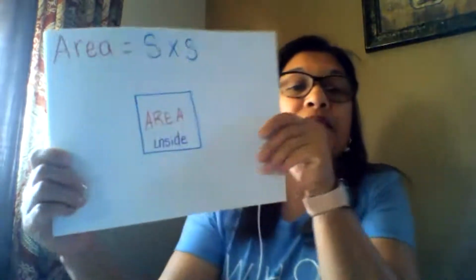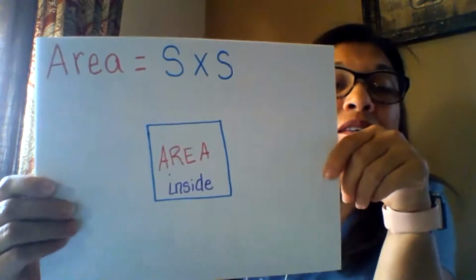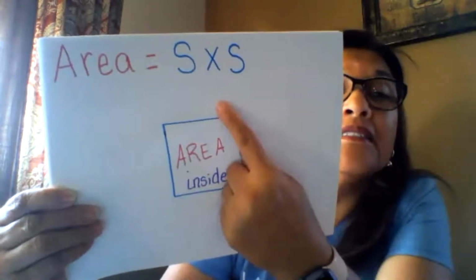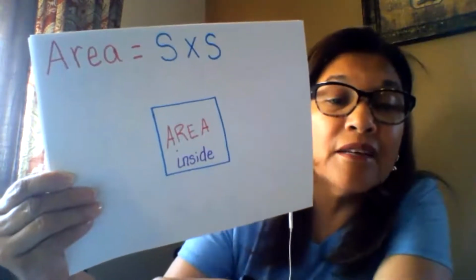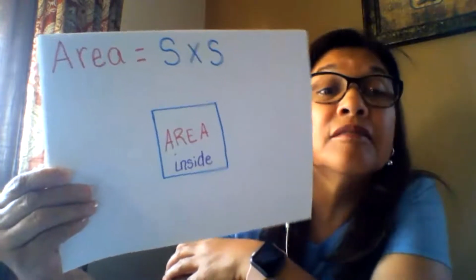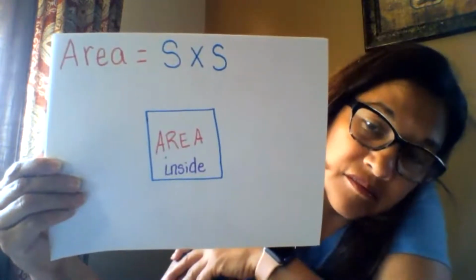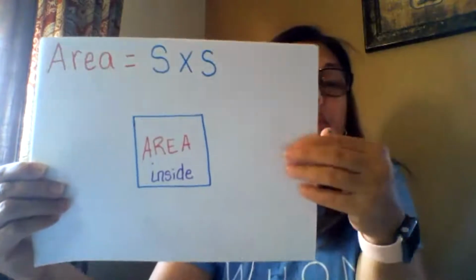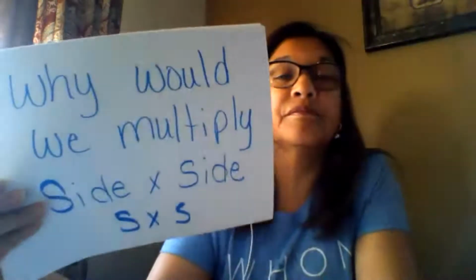Okay, so today our second lesson is going to be about area. I have these signs up here that I made. Area: S times S. What does S times S mean? Side times side. Good, Turner.